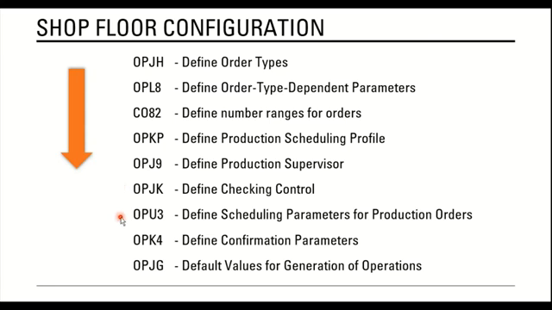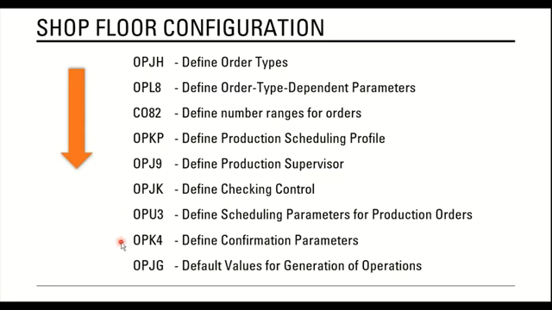And after that, we have the scheduling parameters for the production orders. We can use OPU3. This helps us to schedule the production order. Should it be backward scheduling, or forward scheduling, or on the current date? Once we assign the default values in the configuration, those scheduling parameters will automatically be copied into the production orders when we create them.